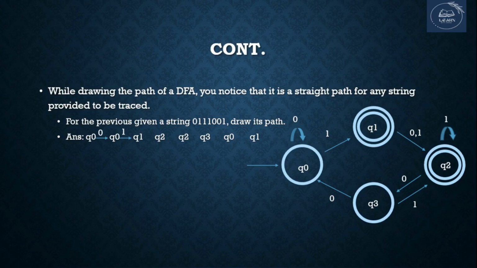Q1 transiting with the third value, which is also 1, takes me to what? Q2. Then from Q2, if I transit with the fourth value, which is 1, it takes me to Q2. And then from Q2, if I transit with the fifth value, it takes me to Q3. Q0 transiting with a 0 takes me to what? Q3. Then Q3 transiting with the next 0 takes me to what? Q0. And then Q0 transiting with the value 1 takes me to what? Q1.